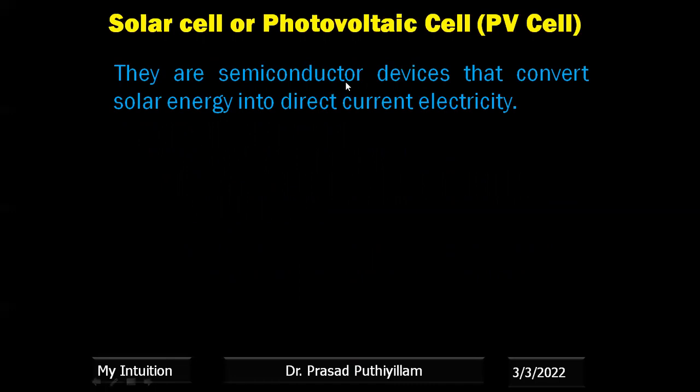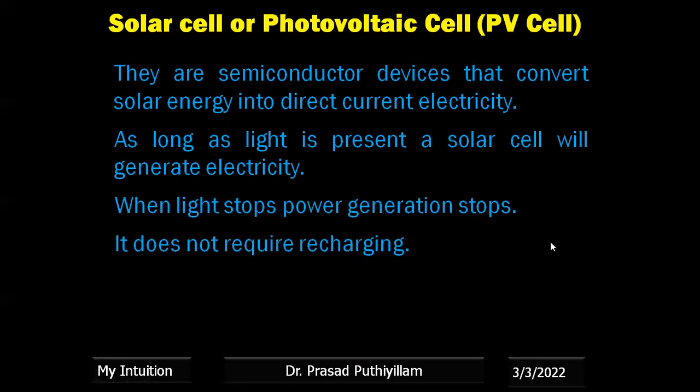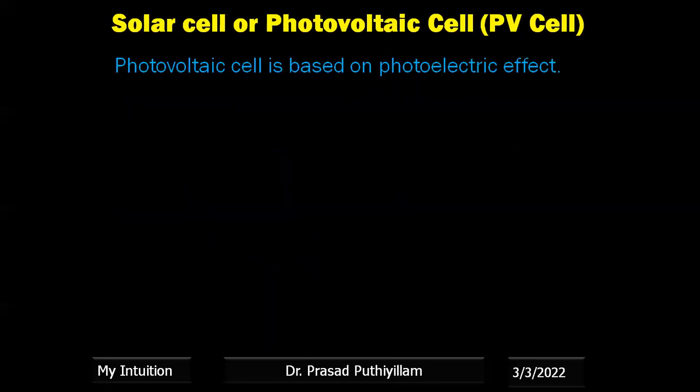So we already know what a semiconductor is. We have studied insulators, conductors, and semiconductors. Some materials, when kept in sunlight or another source of energy, have electrons jumping from the valence band to the conduction band, and conduction is possible only in the presence of another form of energy like sunlight or solar energy. As long as light is present, the solar cell will generate electricity, and when the light is off, power generation stops. It does not require any recharging, and it has a very long lifetime.